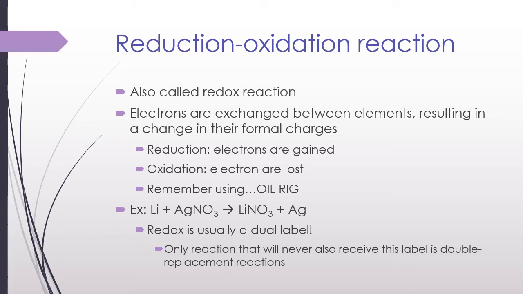The charge of a particular species will either become less positive or become more negative as the electrons are gained. Oxidation is the opposite. Oxidation is the loss of electrons. And so the formal charge for that particular chemical species will either become more positive or less negative. A mnemonic device to help remember which is OIL RIG. Oxidation is loss and reduction is gain. An example of a redox reaction might be the displacement of silver by lithium that we saw for a single replacement reaction. Redox reactions are commonly a secondary way that you can label a particular reaction.